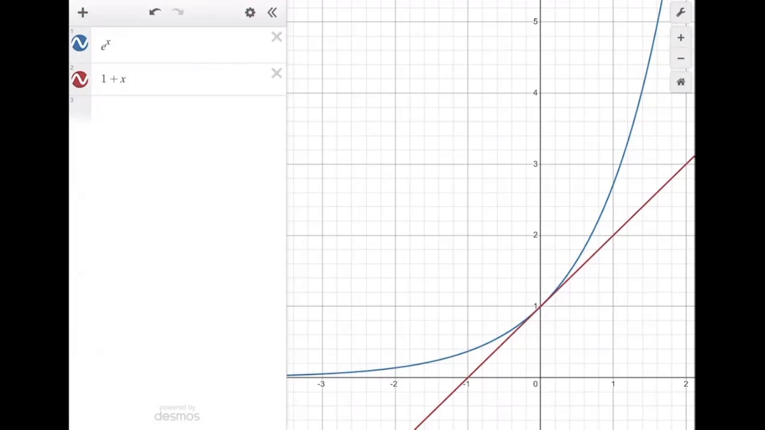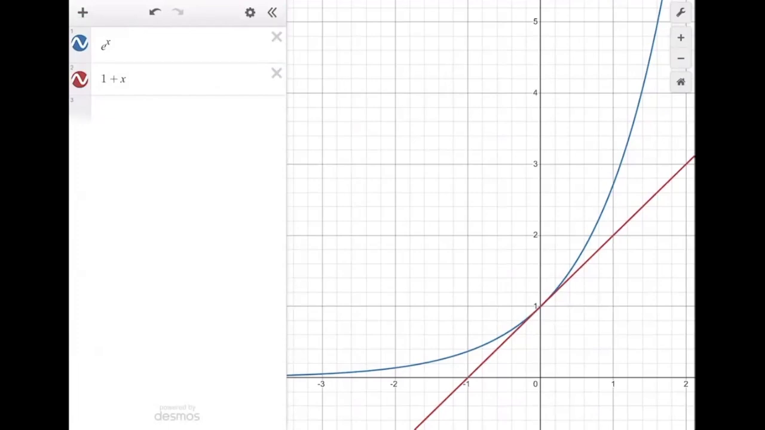So you can see the graph of e to the x is in blue and the graph of the Taylor polynomial is in red. It's the line. So it's just the tangent line pretty much. It's a tangent line at 0. So notice that the point of tangency right there is 0.